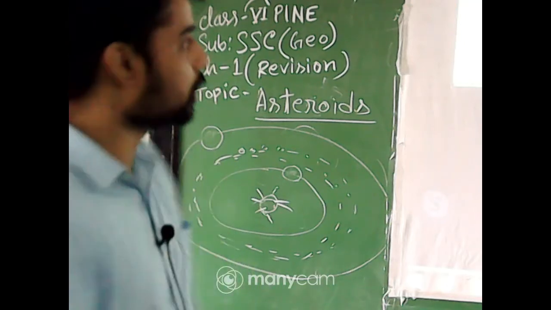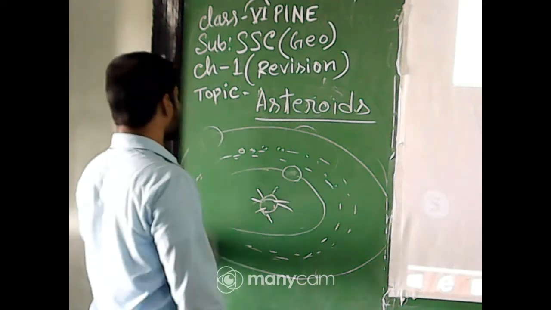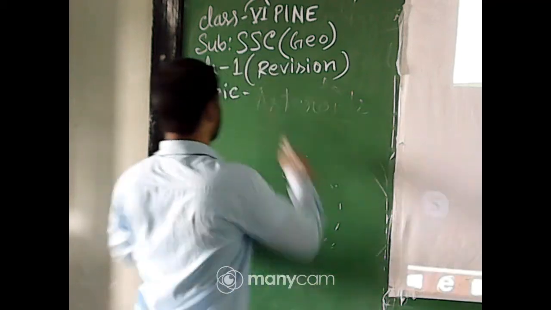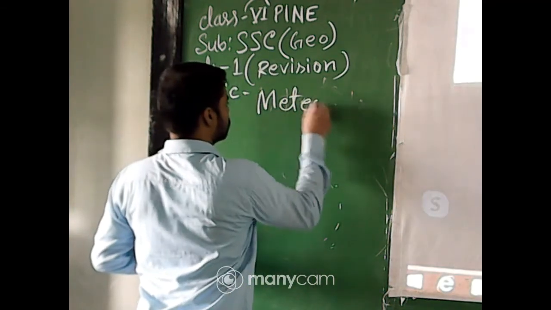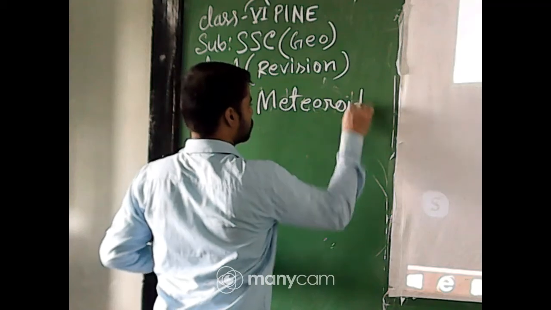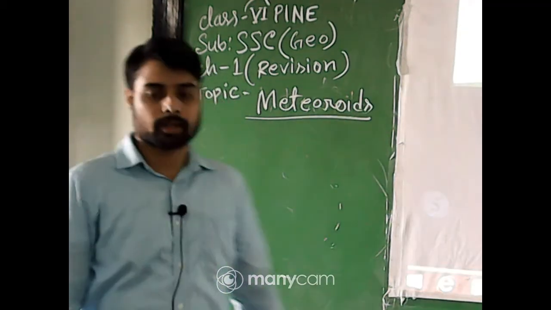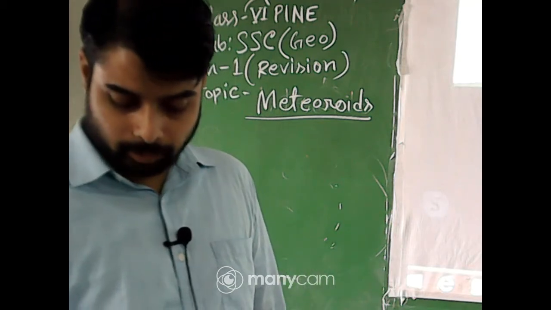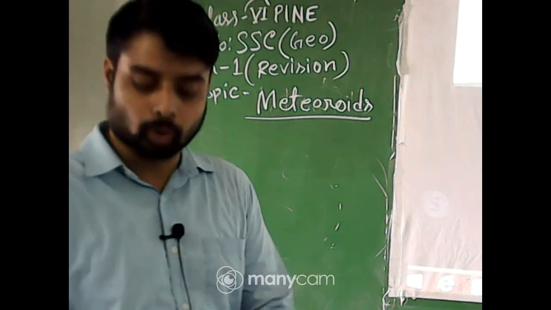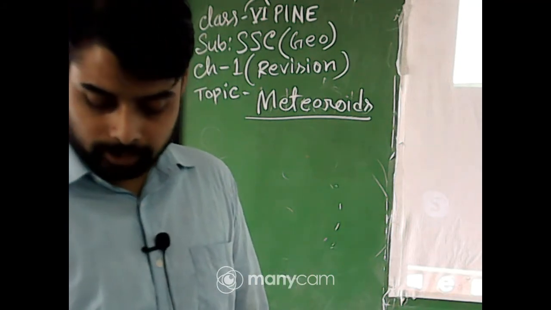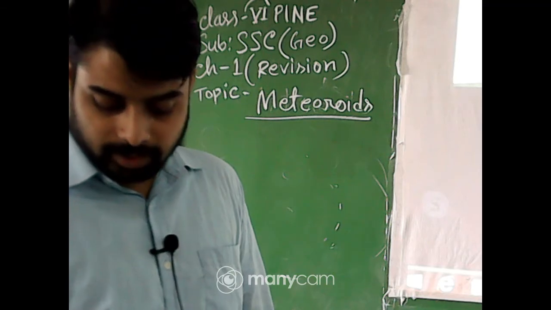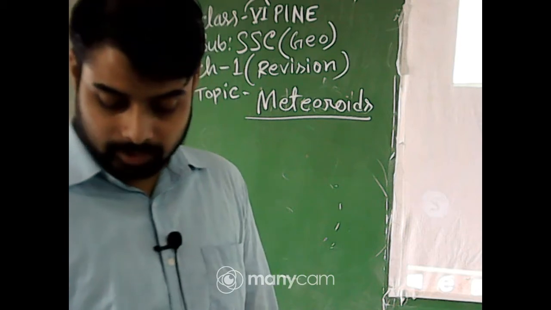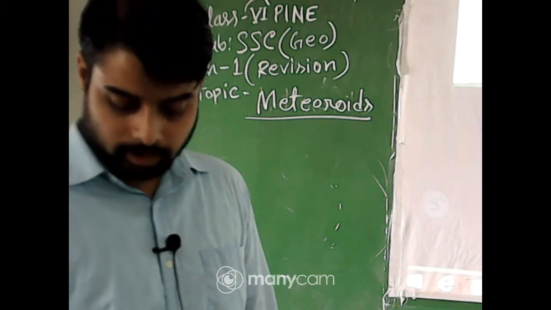Now the last one, the meteoroids. What is meteoroids? Meteoroids are another type of celestial bodies, the small pieces of rocks which move around the sun. Sometimes these meteoroids come near the Earth's surface and tend to drop upon it, okay.